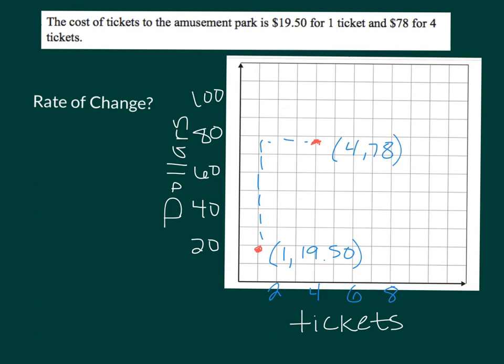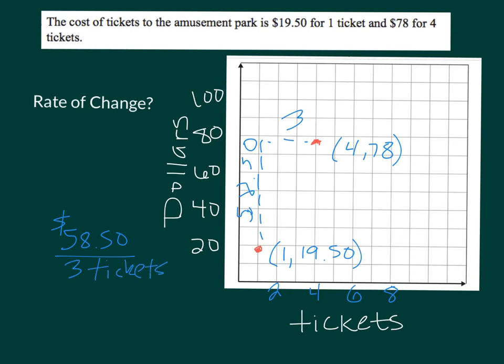So if we're doing the math here, going up, 78 minus 19.50, that would be 58.50. Okay, and then this would be over 3. Okay, so my rate of change, $58.50 over 3 tickets.